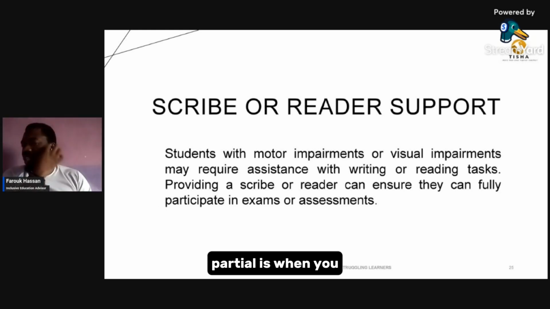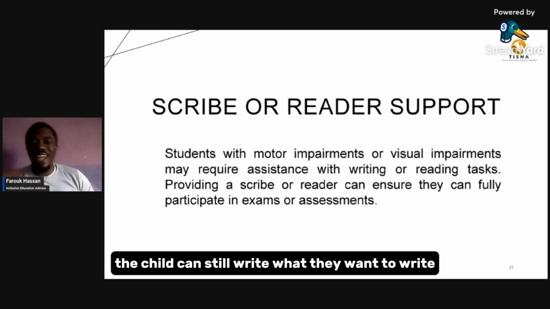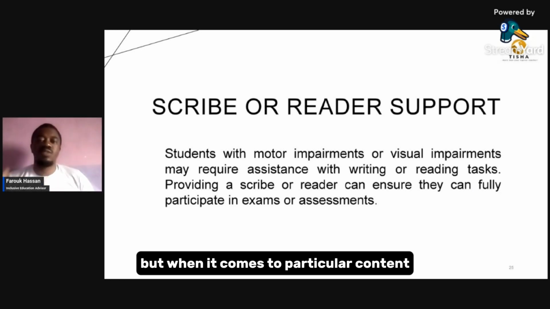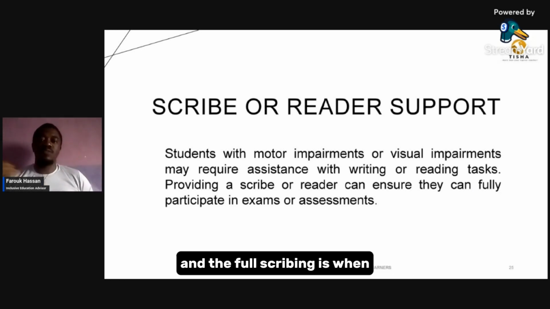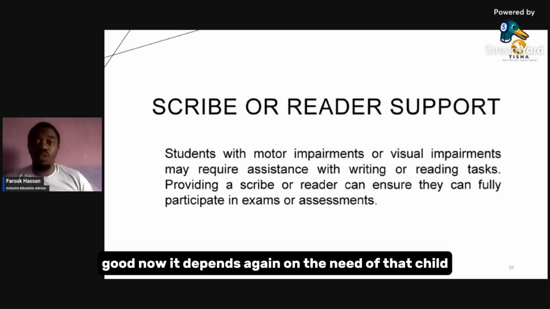Partial is when you're not doing everything for the child. The child can still write what they want to write, but when it comes to a particular content, you help them in writing it. And full scribing is when you are doing everything for them. Good. Now, it depends again on the need of that child.